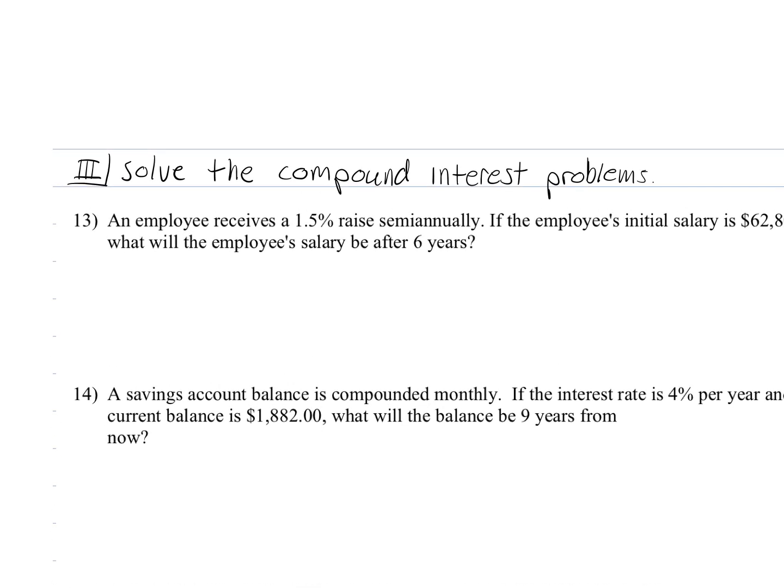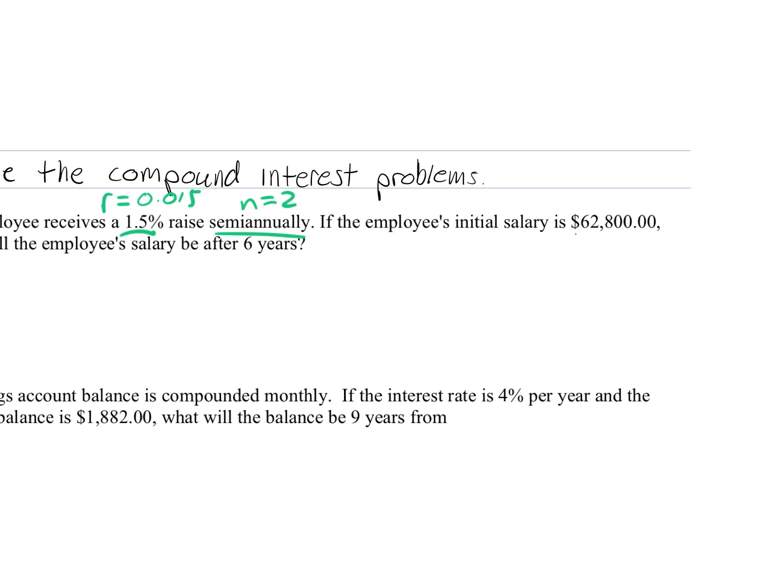So I'm going to label what we have so far. I have a rate. As a decimal, it's going to be 0.015. Semi-annually is going to be the compounds in a given year, right? So if it's semi-annually, that means he is getting a raise twice a year. The initial salary is going to be this much, 62,800, and this is going to be our principal value. That's how much we start with.